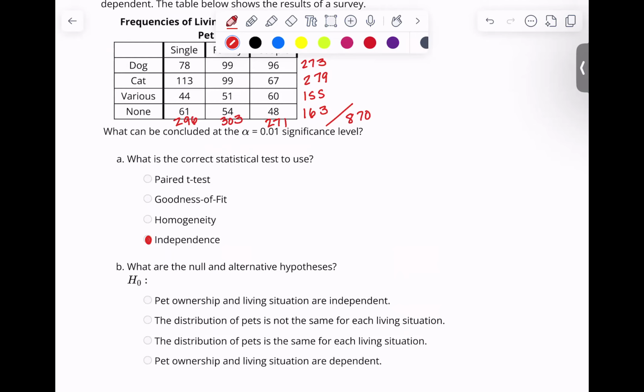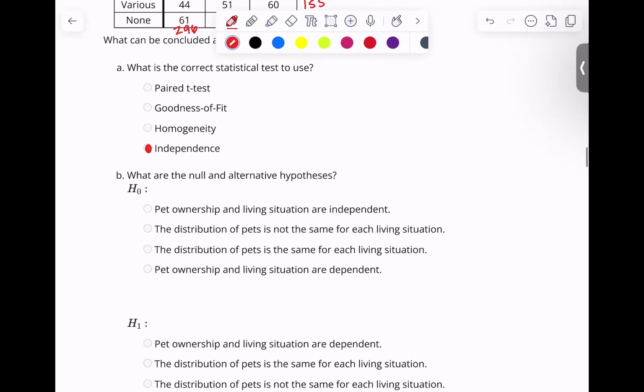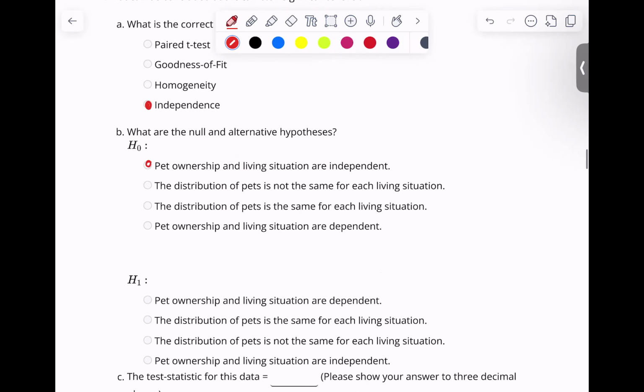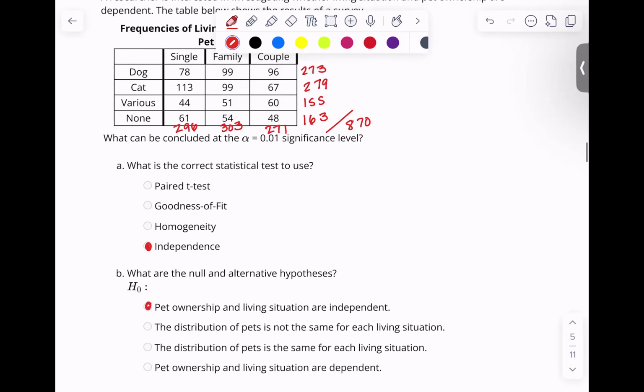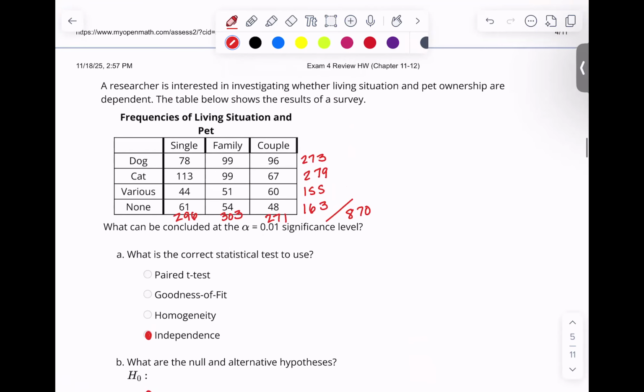If we're given a contingency table, we will be testing independence. So what are we testing? We're testing whether or not living situation and pet ownership are dependent or not. So we're testing whether pet ownership and living situation are independent, or is pet ownership and living situation dependent? Which one is it? All right, so we're going to go put this in our calculators.